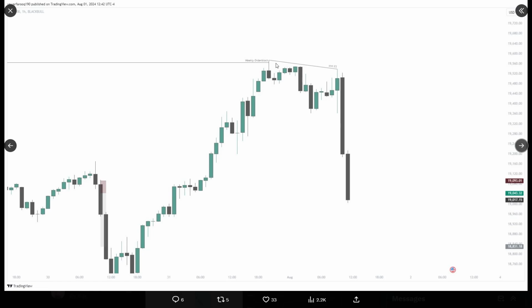It didn't take out this high or this high, but we had an SMT, and an SMT is also considered a raid for me. I use SMTs as a raid. I consider them a raid. Okay, so ES already took out this high, now NQ doesn't have to. And if that happens, this is actually much better. If ES takes out a high and NQ doesn't, and I want to short, that means that NQ is actually weaker than ES.